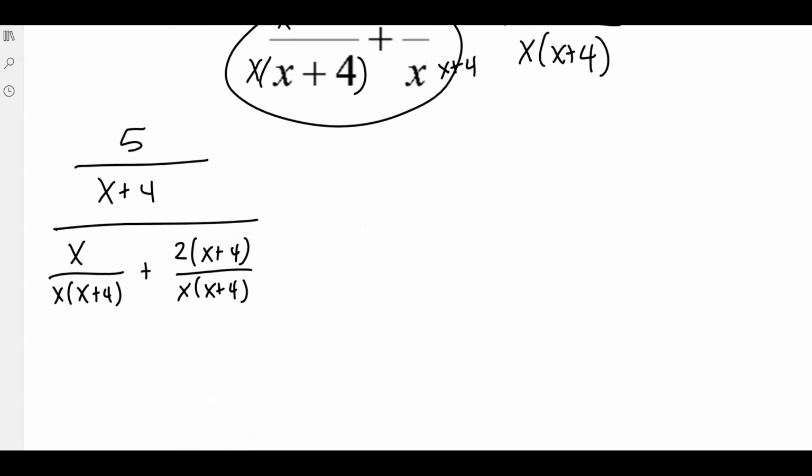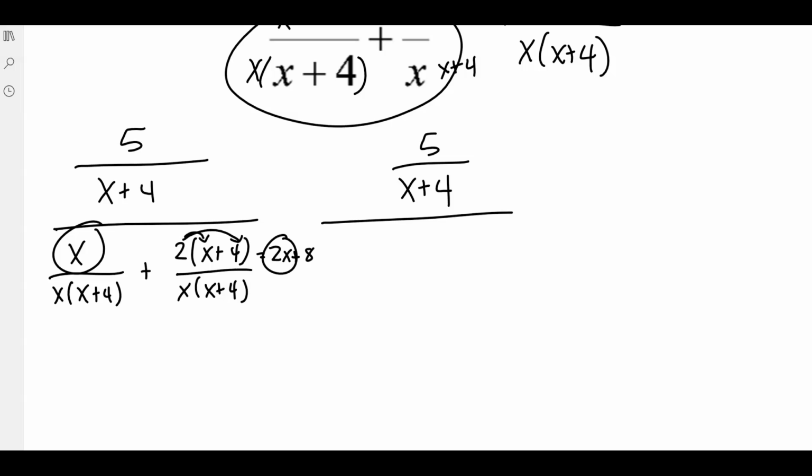So then you can add, so we'll still leave this here. So then you'd have a 2x plus 8. So x plus 2x is going to be 3x, and then plus 8 over x times x plus 4. I'm not going to distribute that because it will cancel when we do the multiply by the reciprocal.